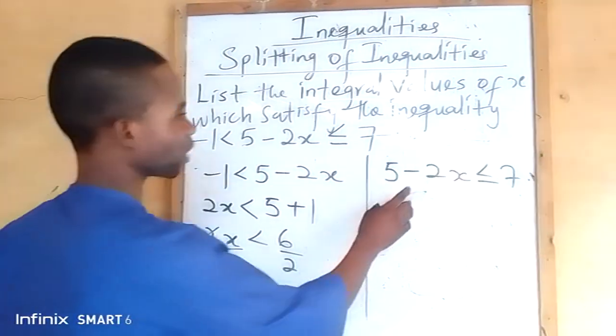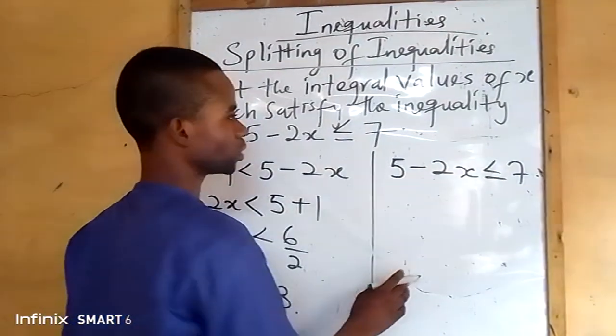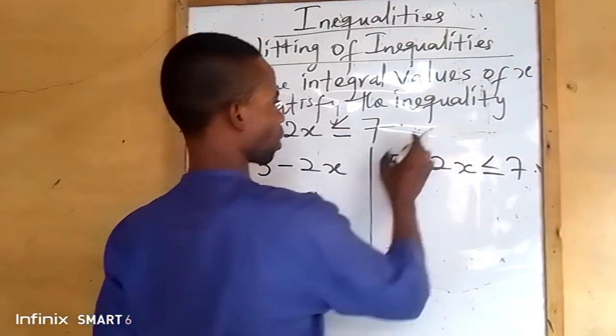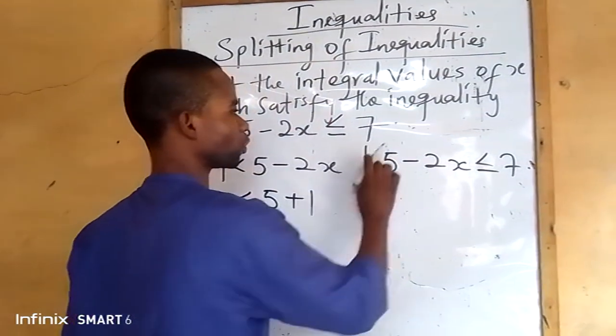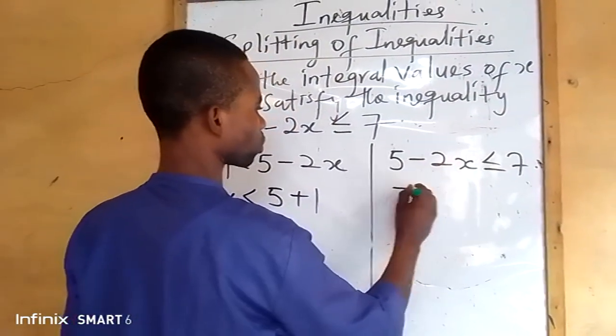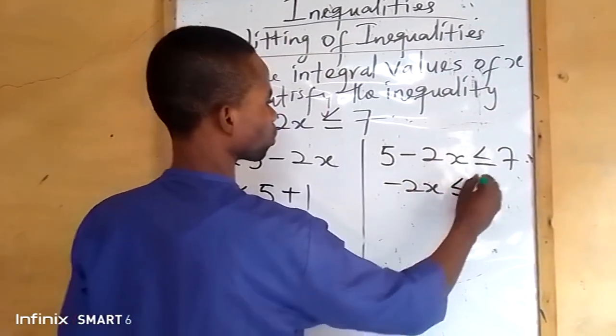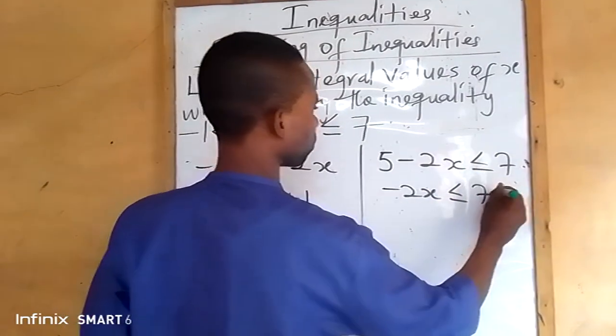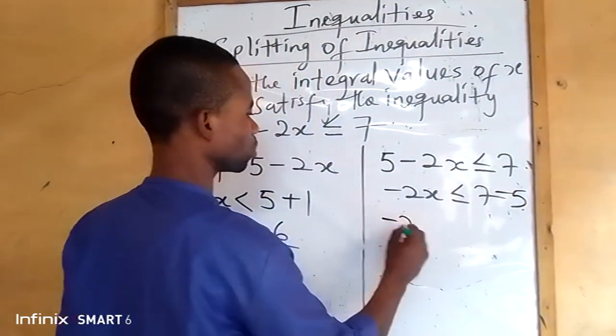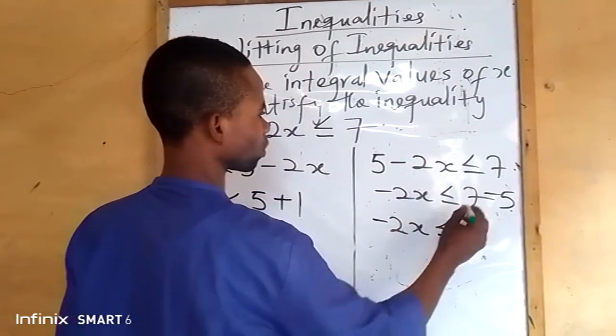Now come to the other side. We can bring this 5 to the back of 7, so the plus in front of it will become minus. Now we have minus 2x less than or equals to 7. Once this 5 comes, it becomes minus 5: minus 2x less than or equals to 7 minus 5.